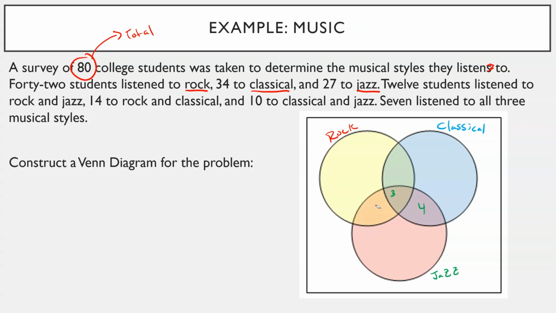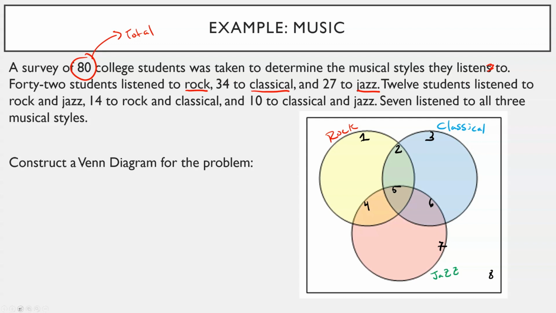In terms of total regions, if it helps to actually see it that way, let me do that in black. This is region 1. This is region 2. This is region 3. Region 4. This is region 5. Region 6. Region 7. And then outside is region 8. So there's 8 regions we have to fill in with numbers here.